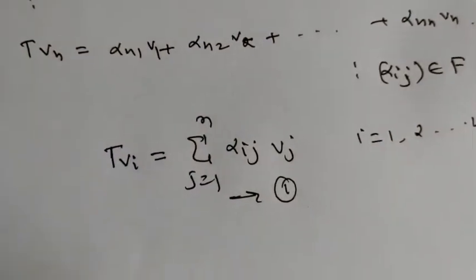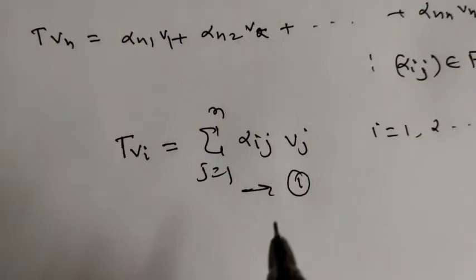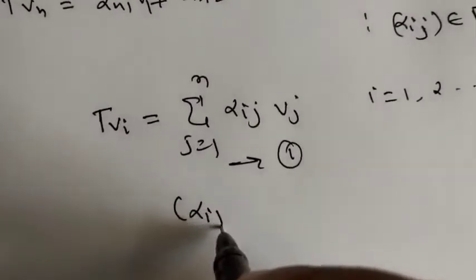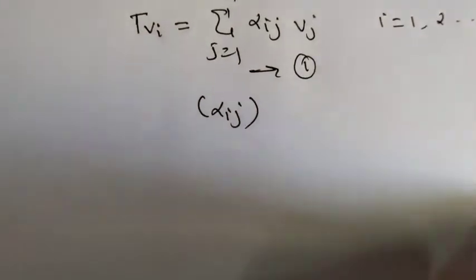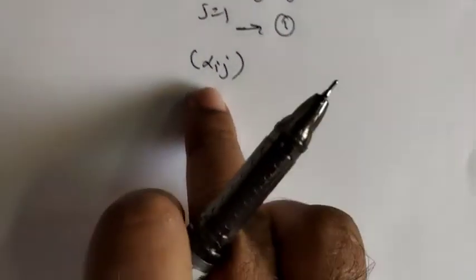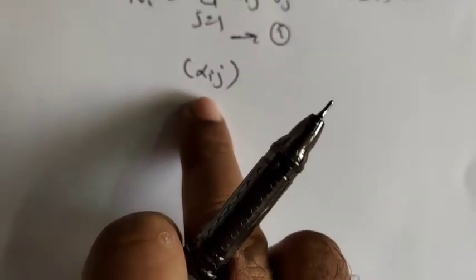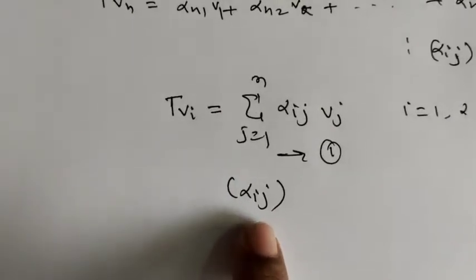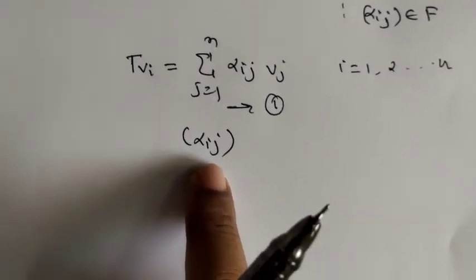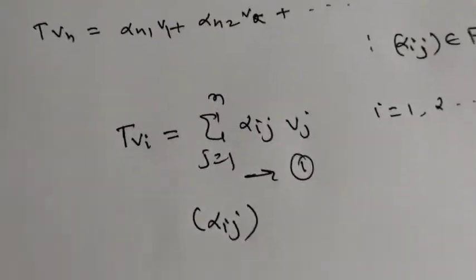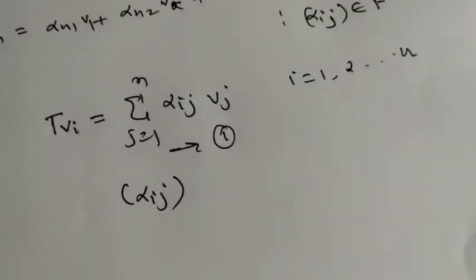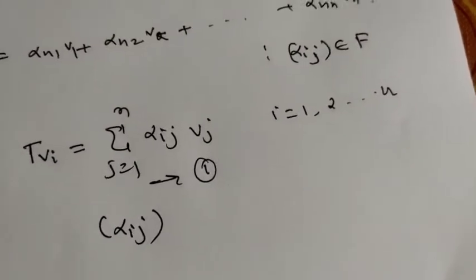Now the ordered set of n square elements. How many elements are there here? The alpha ij's are n square elements, because i takes the value from 1 to n and j also takes the value from 1 to n, which means there are n square elements alpha ij in F. These alpha ij's completely determine our transformation T. So these n square elements alpha ij definitely determine our transformation.